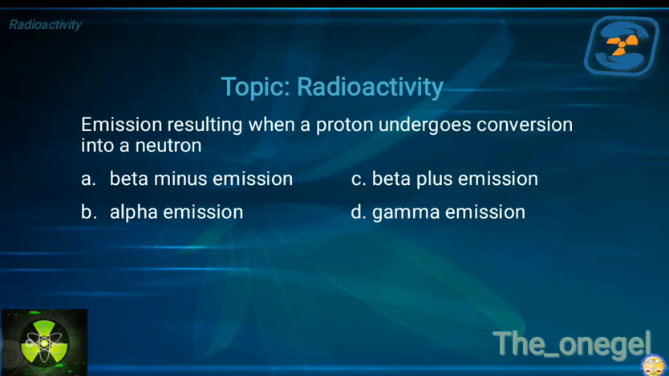Okay. Sige, next. Number 2. Emission resulting when a proton undergoes conversion into a neutron. So, proton undergoes conversion into a neutron. So, therefore, mababawasan ang isang atomic number. So, take note class ha, yun lang yung plus na nagbabawas. Kaya, the answer is beta plus emission. Okay? Kasi, again, mag-change ang proton into a neutron, mababawasan ang atomic number. At ano yung plus na nagbabawas? Therefore, that is beta plus emission.